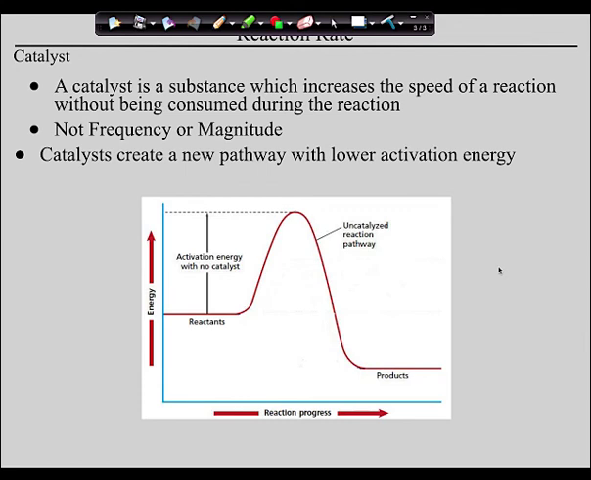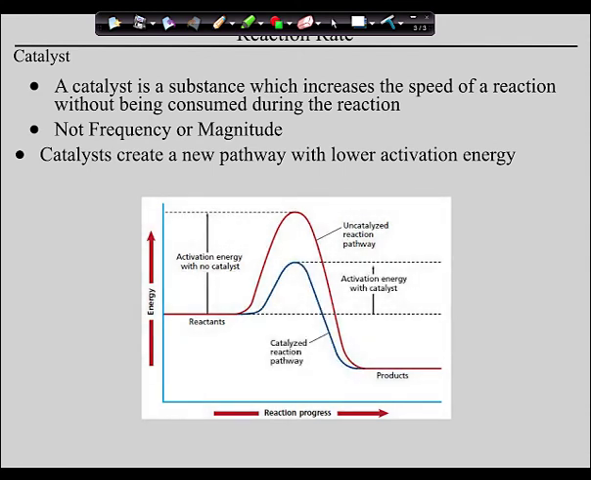Do the reactants still start here? Yeah. Do the products still start here? Yeah. Or end up here? Yeah. But guys, the difference is, as Sydney said very well, the height of the hump. It goes like this. Guys, when you add a catalyst, it drops the height of the activation energy hump.